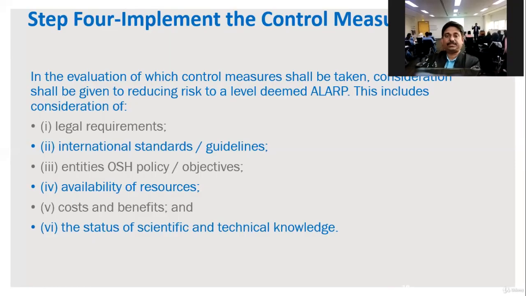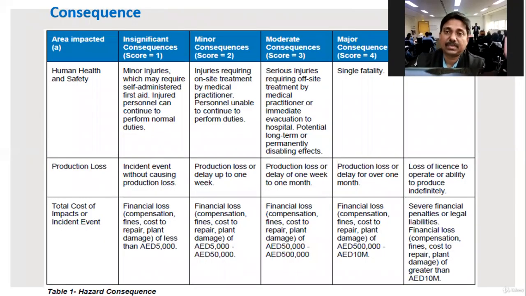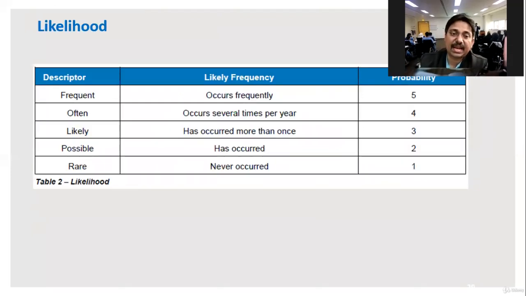The consequence, as we discussed, human health and safety, production loss, total cost of the impact or incident event. Suppose you will have loss of that company's reputation. So these are the consequences they are given in the second column: insignificant, minor, moderate, major and catastrophic. Then we are giving the likelihood: frequent, often, likely, possible and rare.